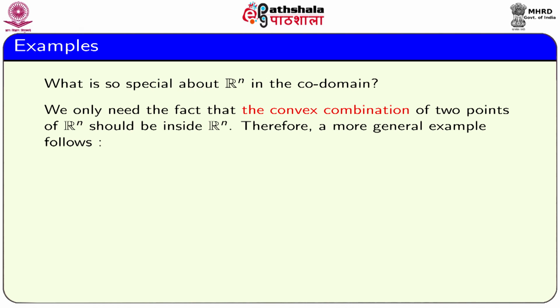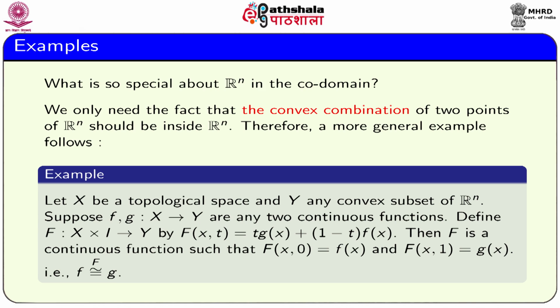So we get a more general example. Topological space capital X, we take a convex subset Y of Rn. We suppose that f and g are two continuous functions from X to Y. Define a function capital F from X cross I to Y by F(x,t) is equal to t g(x) plus (1 minus t) f(x).